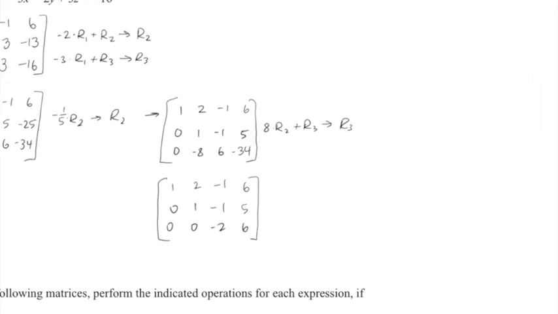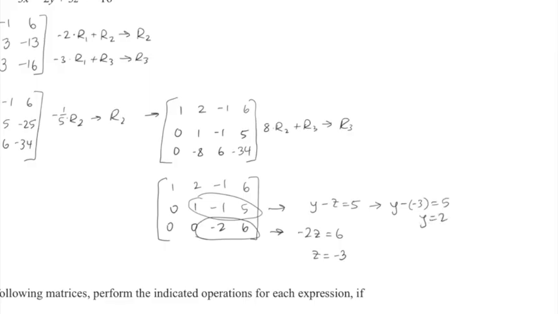So now we can take this bottom row and make an equation. Negative 2z equals 6, therefore z equals negative 3. Then we can take this middle row and create an equation y minus z equals 5, and we can replace z with negative 3: y minus negative 3 equals 5, so that's y plus 3 equals 5. If you subtract 3, you get y equals 2.